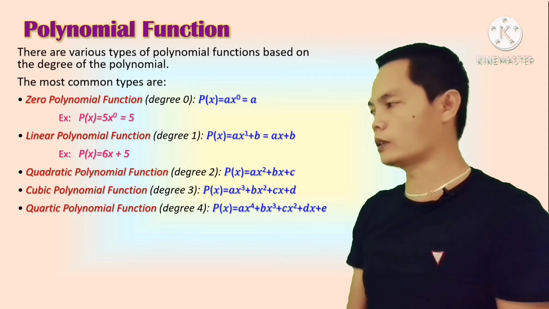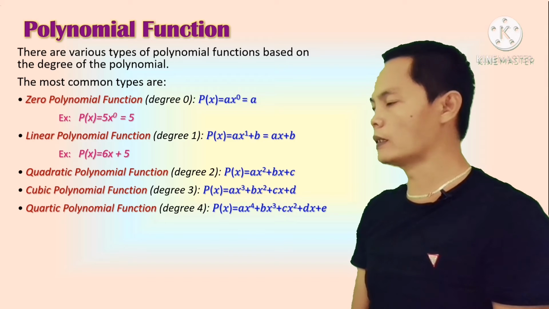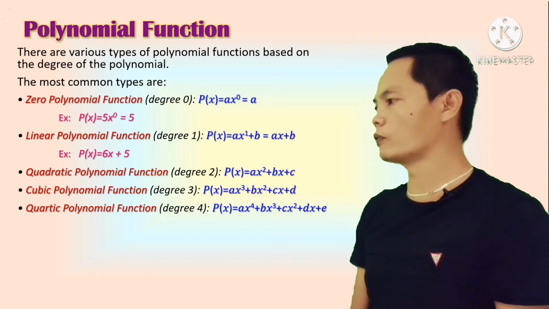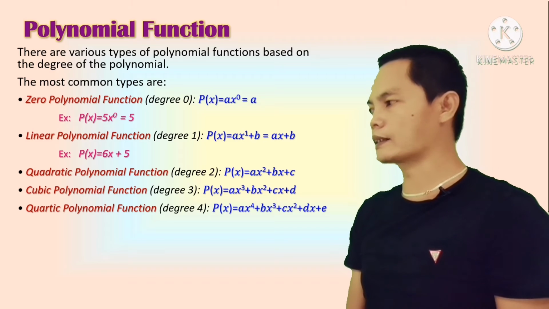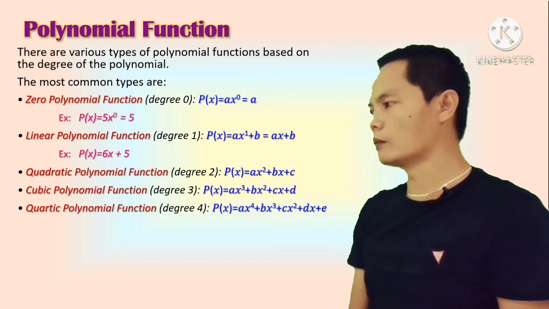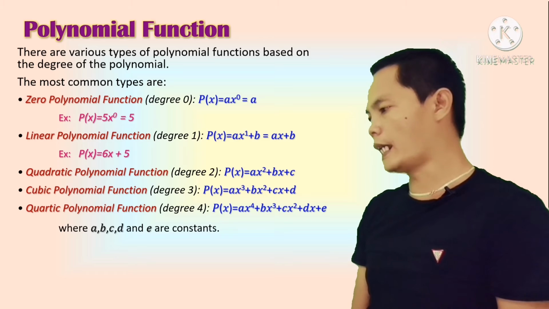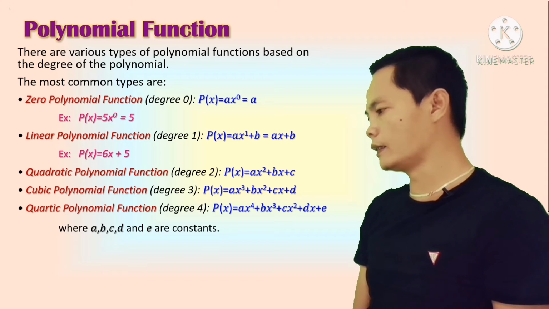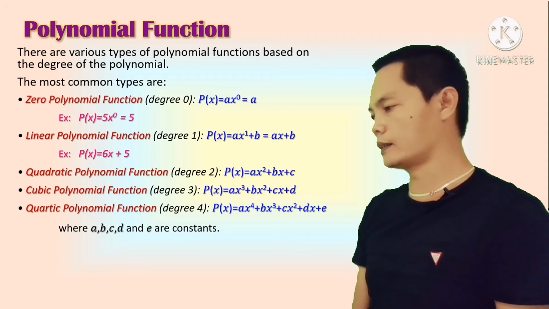Quartic polynomial function, or fourth degree function. P of x equals ax to the fourth plus bx cubed plus cx squared plus dx plus e, where a, b, c, d, and e are constants.